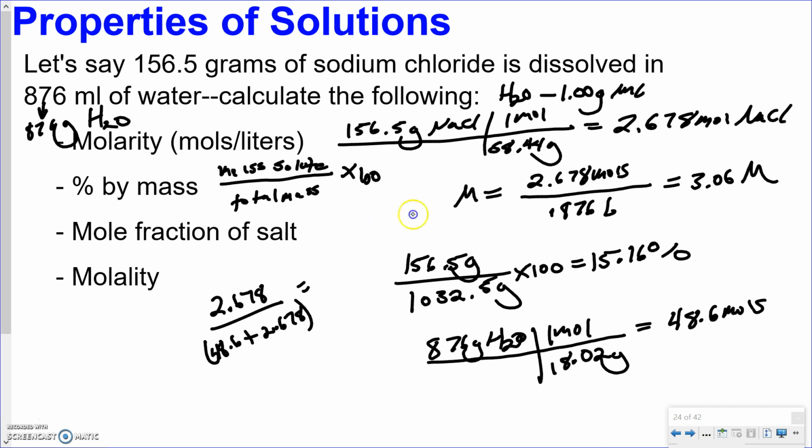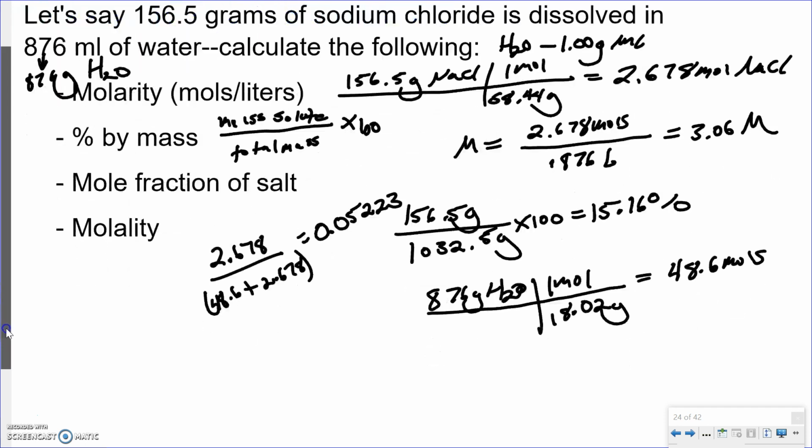Okay, and that gives us a mole fraction of 0.05, we'll say 223 for 4 sig figs. Okay, and last but not least is molality.